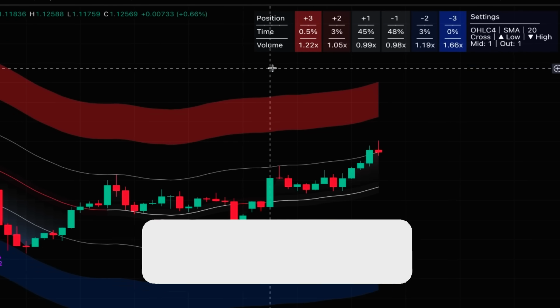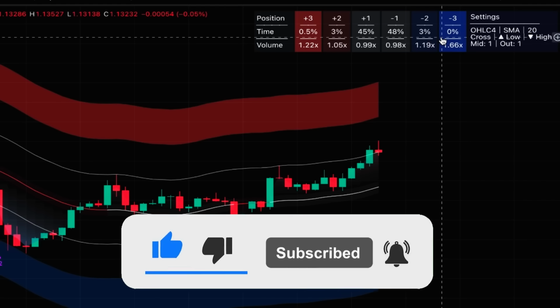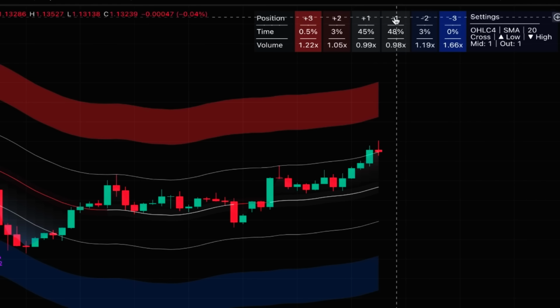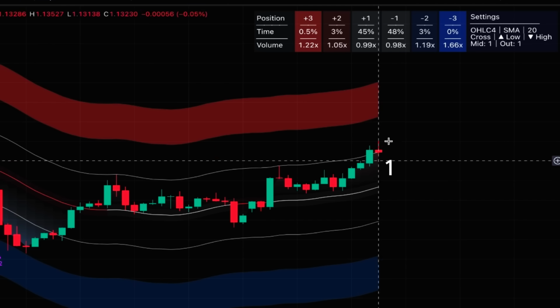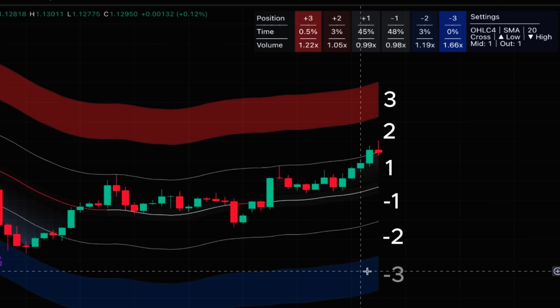Alright, here we have also a table which gives us some information and statistics about the fair value area and outside the fair value area. In this table, for each of these areas, we have a number. So for each of these areas, a number is assigned. Here is number 1, number 2, number 3, and here -1, -2, and -3.